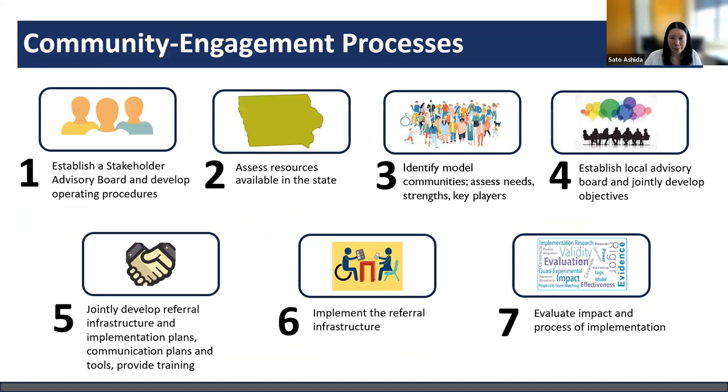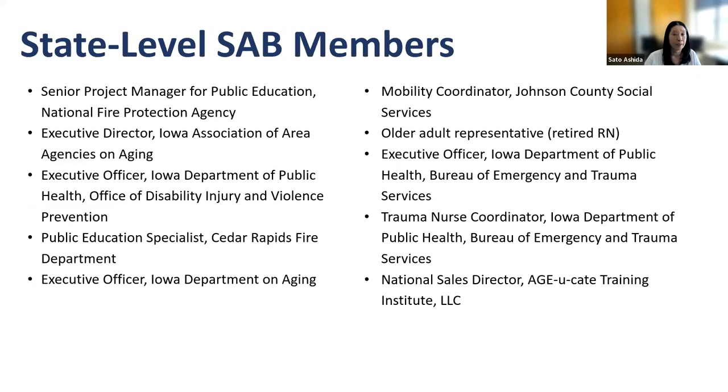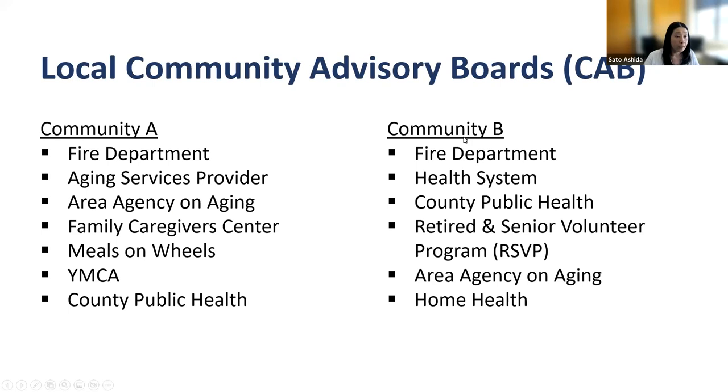Here are the seven steps of community engagement that we took, which are very similar to what I explained before. In this project, we started out with the state-level stakeholder advisory board because we had connections with the state health departments and state-level health coalitions. These state-level stakeholder advisory board members then helped us identify key communities, local rural communities, where we could go and potentially do this project. Once we identified two communities, we went into those communities and got to know people. We had some introductions from state-level advisory board members and established local community advisory boards.